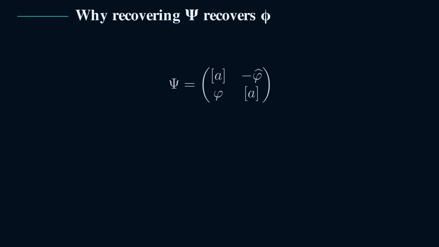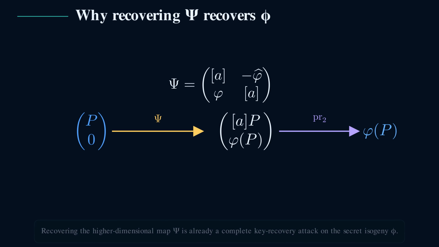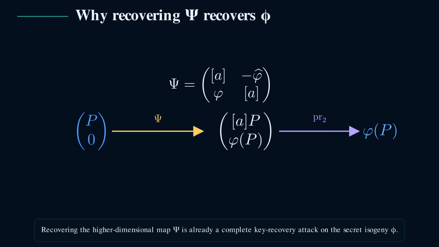If we can evaluate psi, then extracting phi is immediate. Feed psi the point (P, 0). The first output is a times P, while the second output is phi of P. Project onto the second coordinate, and the secret isogeny is sitting right there. So the whole attack reduces to one question: can the public SIDH data reconstruct psi?